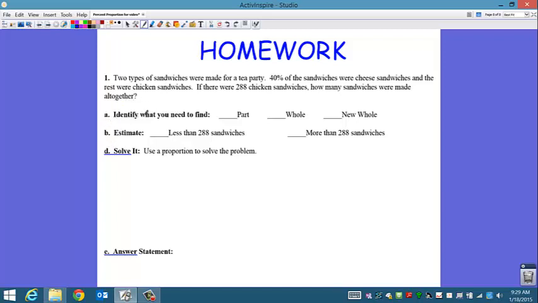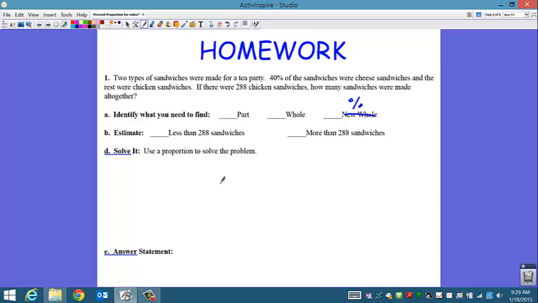Okay, part A is to identify what you need to find. So here you need to fill in the part, the whole, and it says new whole. I'm not sure why it says that. Instead, it should be percent. Okay, so fill in what you know from the problem, the part, the whole, the percent, and then estimate. Okay, will your answer be less than 288 sandwiches? Will it be more than 288 sandwiches?